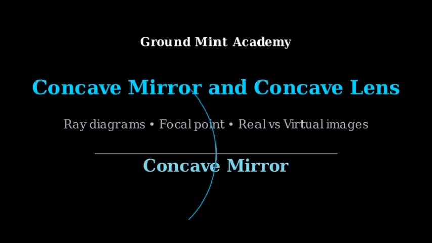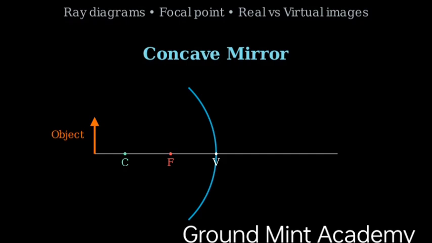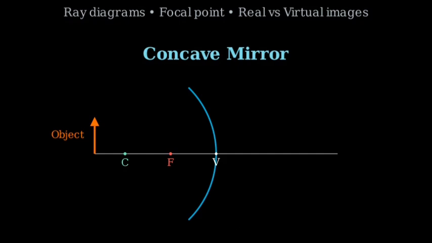First, the concave mirror. We draw a horizontal reference called the principal axis. Then we add a shiny curved mirror that bends inward like a scoop. Next, we mark three important points along the axis: the vertex at the mirror surface, the focal point labeled F, and the center of curvature labeled C.